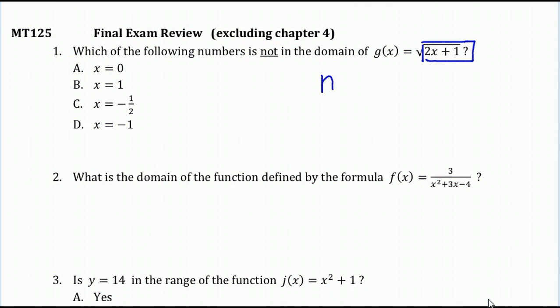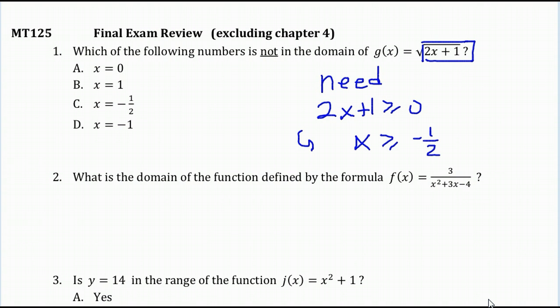domain? For this function, we know with square roots we can't take the square root of a negative number, so we need whatever is inside to be not negative, which means that's got to be greater than or equal to 0. If we solve this inequality, subtract 1, divide by 2, you get that x has got to be greater than or equal to negative 1/2. So which of the numbers listed is not bigger than or equal to negative 1/2? That's negative 1. That's to the left. That's less than negative 1/2.